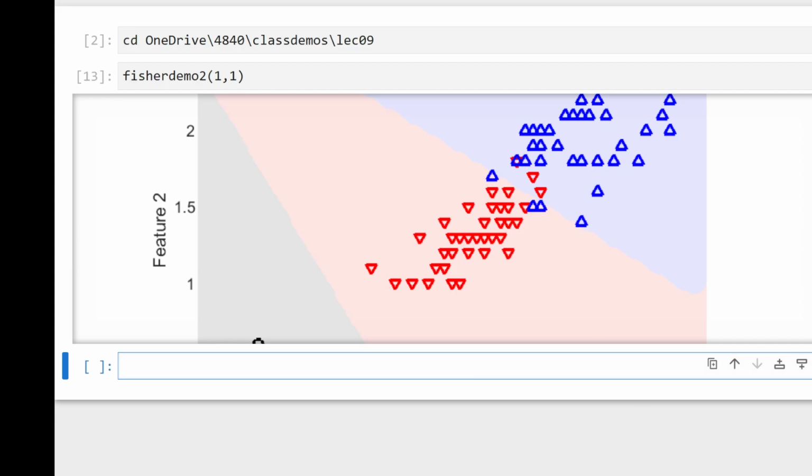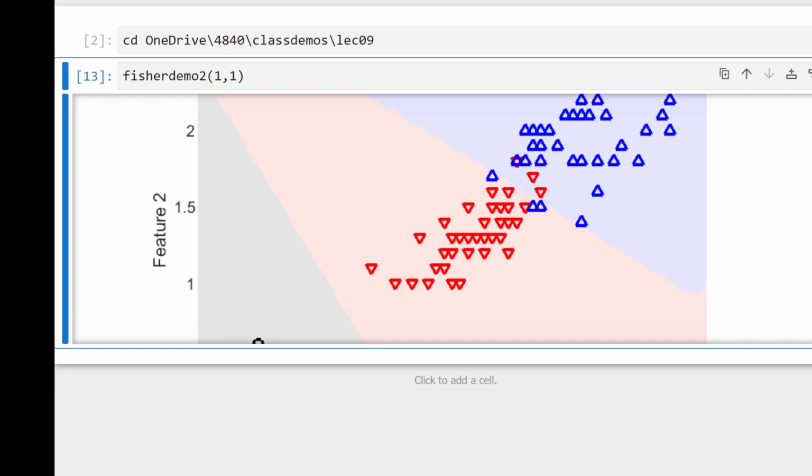Why am I here? Get rid of this. I don't know why my window is not all the way down. Get down there.